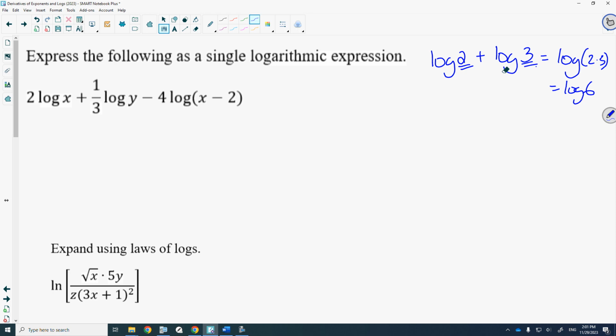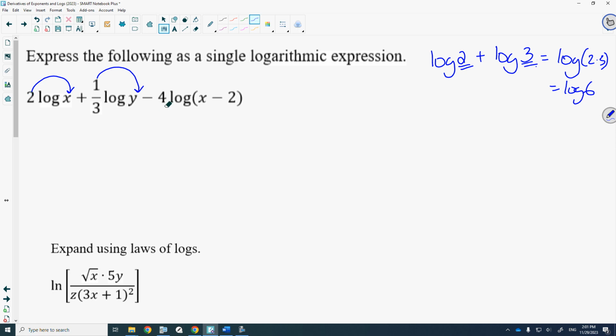Okay? Now, before we can join logs together using either the product law or the quotient law, you want to have nothing in front of your log. You want to have a 1 in front of it. So get rid of this 2 by putting it back on the x. Get rid of this 1/3 by putting it back on to the y.